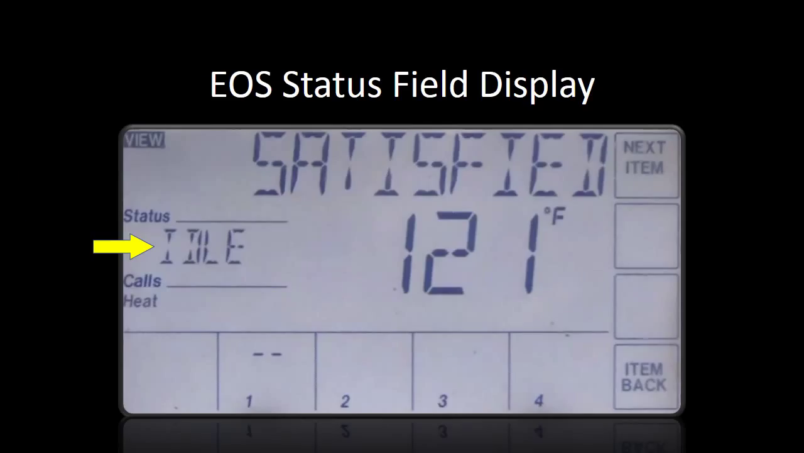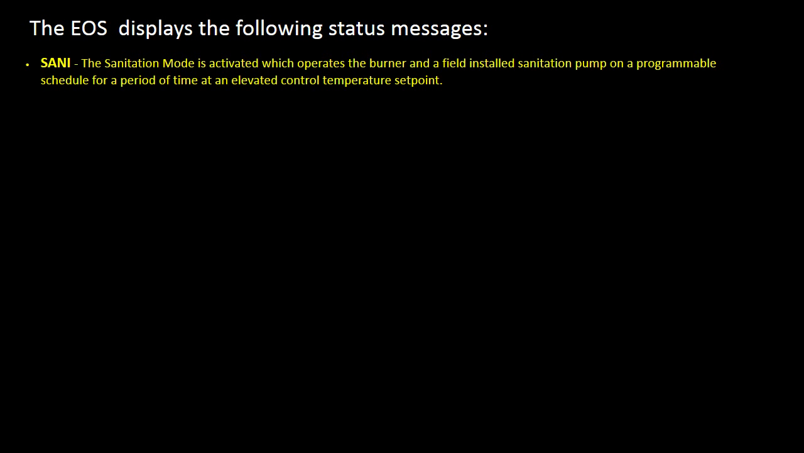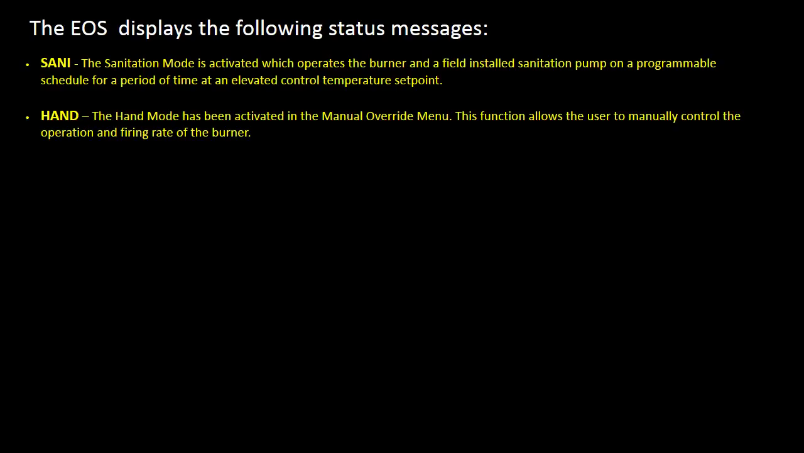The status field displays the current operating status of the BTC2 control. Most items in the status field are only visible when in the view menu or an alarm condition is present. The items displayed in the status field are: SANI. The sanitation mode is activated, which operates the burner and a field-installed sanitation pump on a programmable schedule for a period of time at an elevated control temperature set point. Hand. The hand mode has been activated in the manual override menu. This function allows the user to manually control the operation and firing rate of the burner.